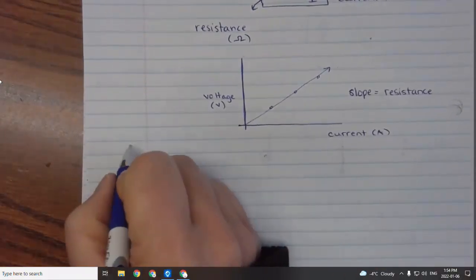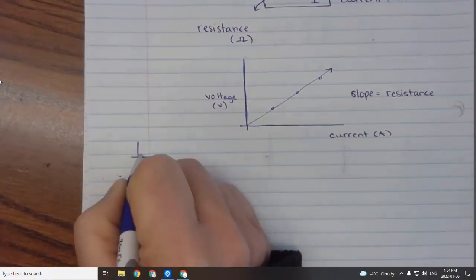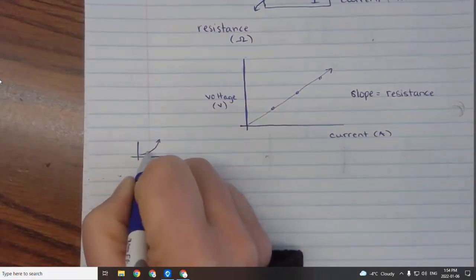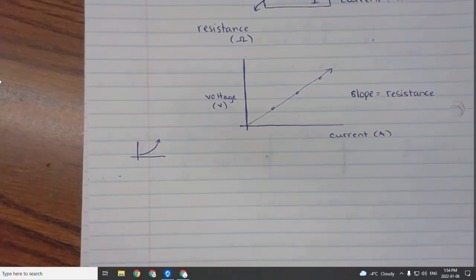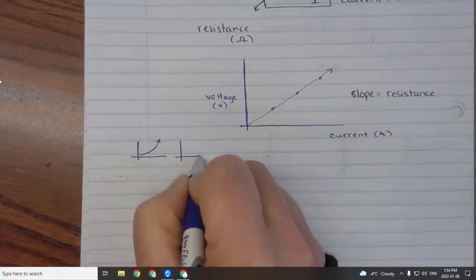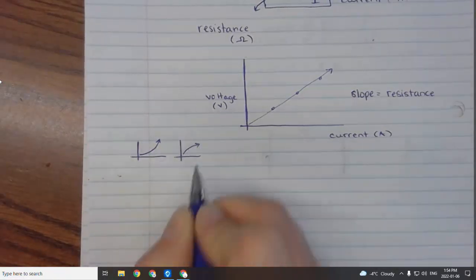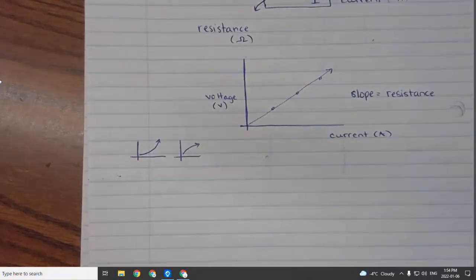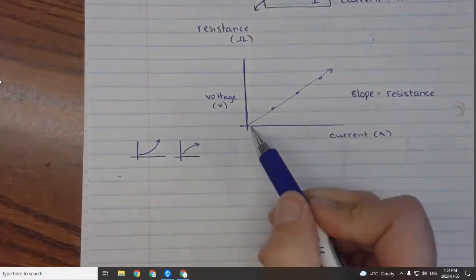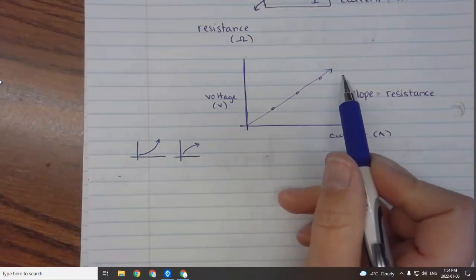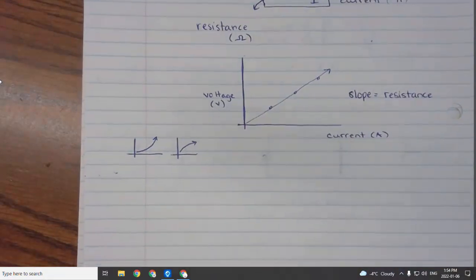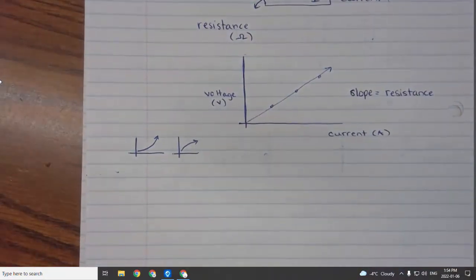If something did not follow Ohm's law, then it might curve up where the voltage increases, or it also might go like this, where the current changes. But if it's linear, and hopefully with a resistor it should be linear, then it does follow Ohm's law.